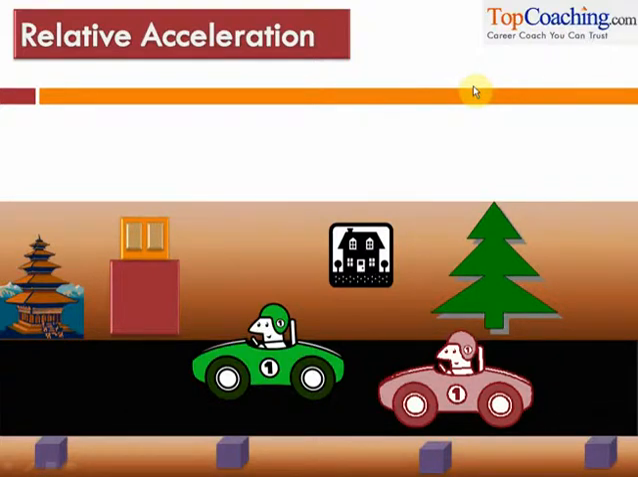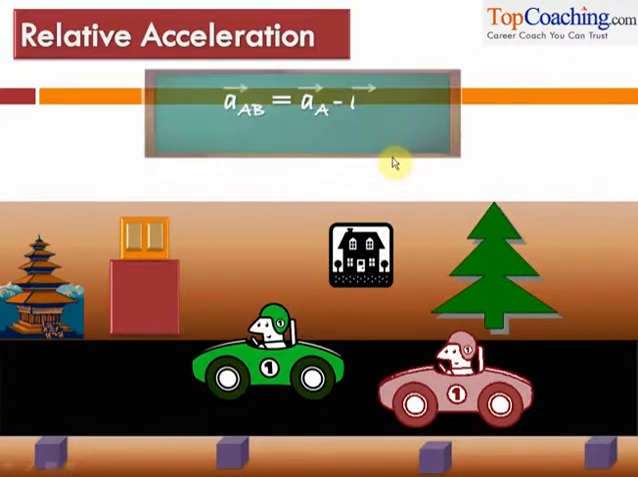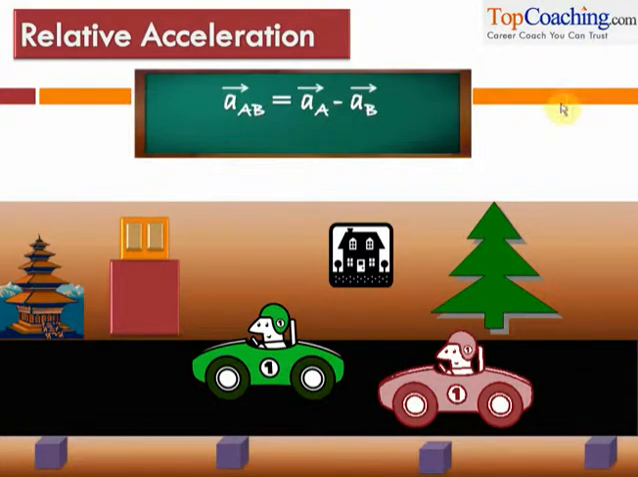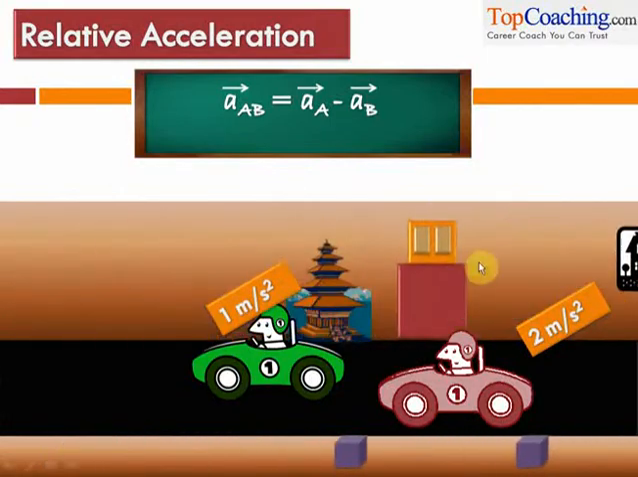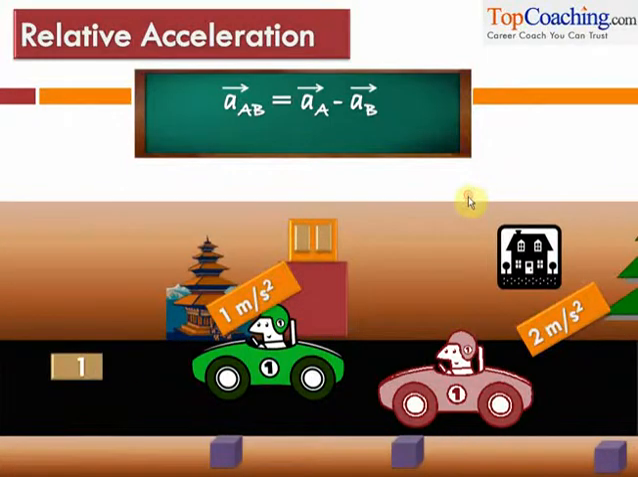Similar to relative velocity, there's a concept called relative acceleration. This is again the same thing. The acceleration of A with respect to B is relative acceleration, isn't it? So if you assume that B is at rest, then the acceleration of A with respect to B is relative acceleration. a_AB is a_A minus a_B. So for example, if the acceleration of the green car is 1 meter per second square and that of the red car is 2 meters per second square, in that case, what will be the acceleration of the red car with respect to the green car?